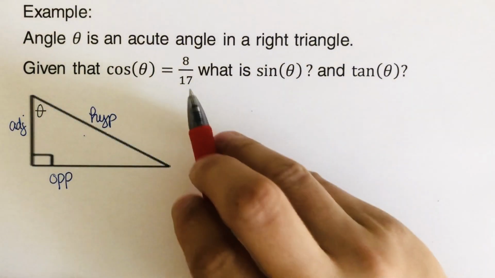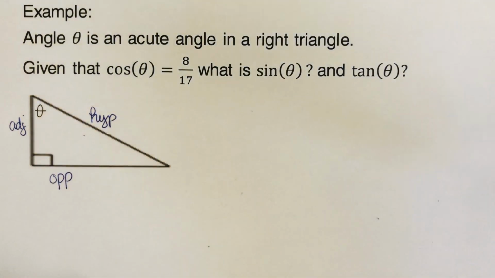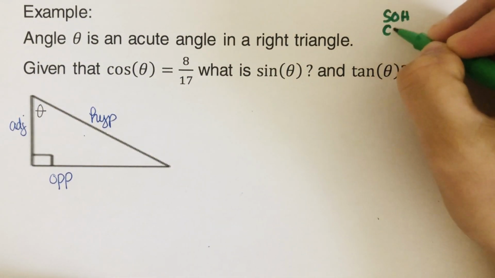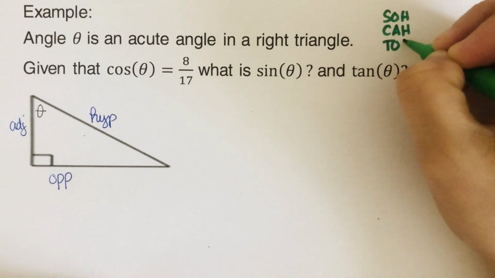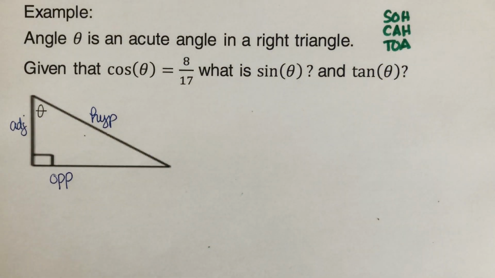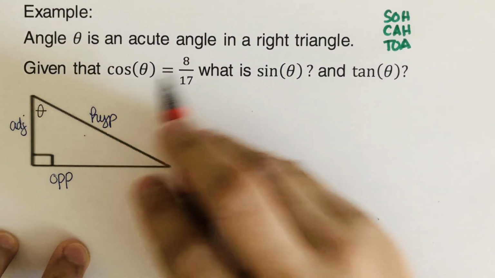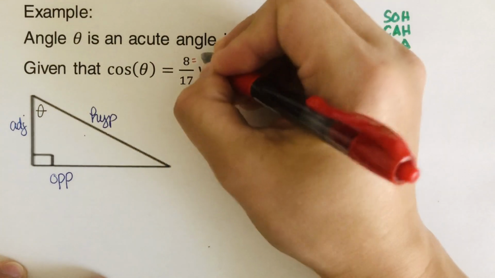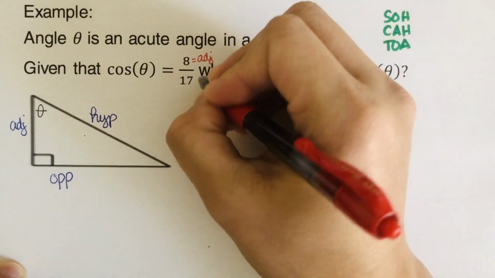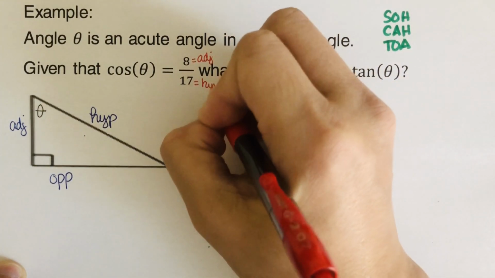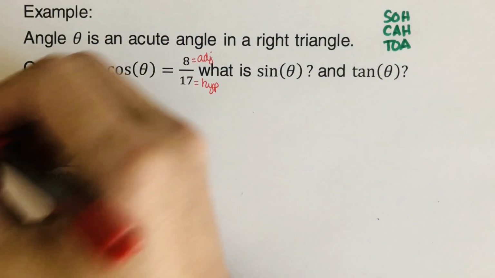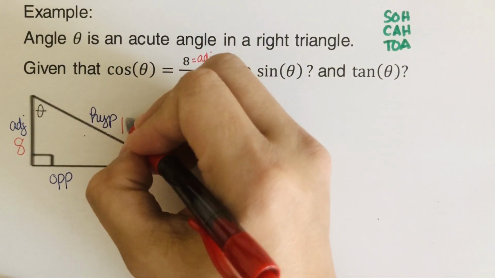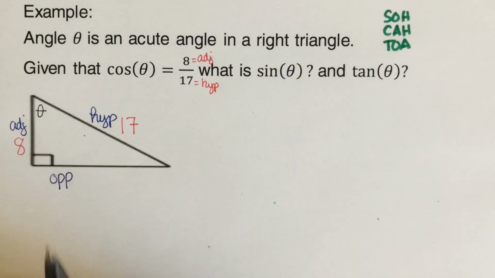Now, looking at the given, cosine theta. Remember, I'm going to write the formula over here, SOH CAH TOA. Again, there's another video for that. Since we have cosine, that means it's CAH, adjacent over hypotenuse. So this 8 is our adjacent and this 17 is our hypotenuse. We are missing this side right here.